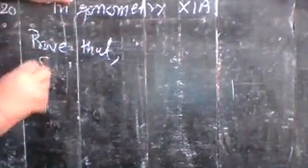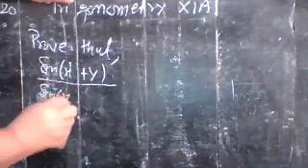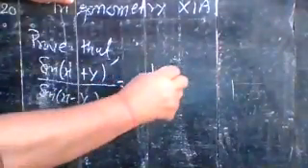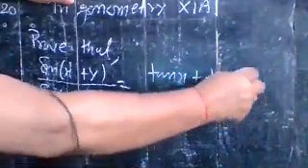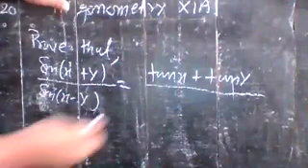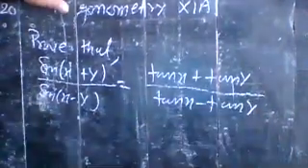Yes, prove it. Write this: prove that sin(x plus y) upon sin(x minus y) is equal to (tan x plus tan y) upon (tan x minus tan y). You have to prove it.